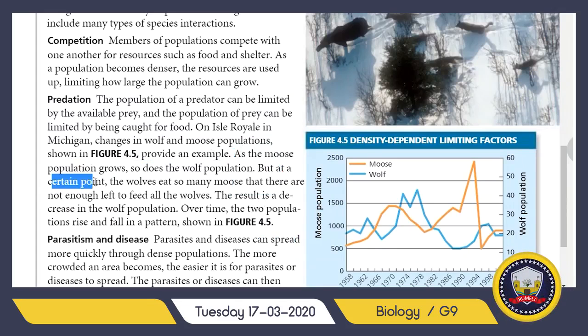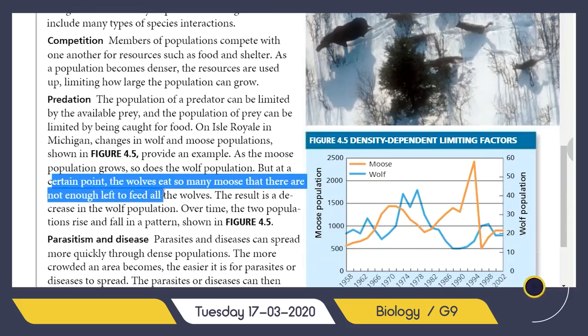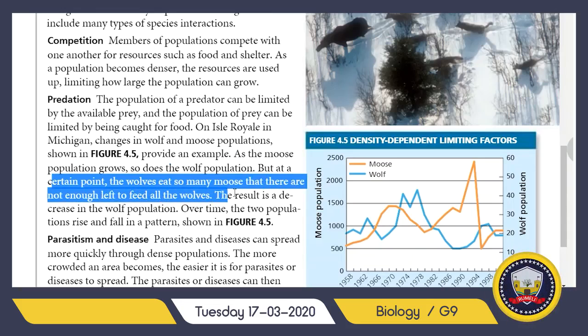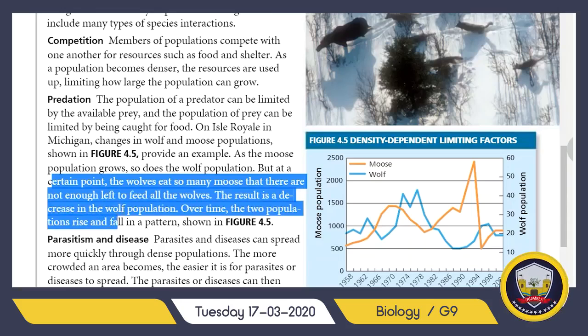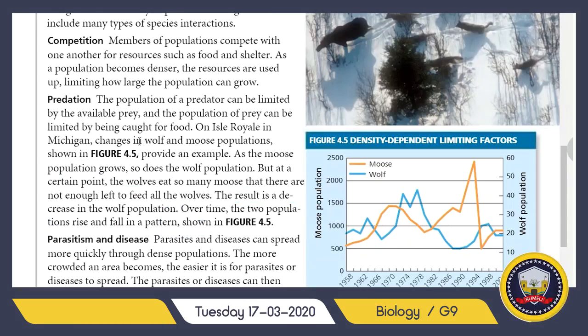But at a certain point, the wolves eat so many moose that there are not enough left to feed all the wolves. As a result of this, the wolf population will decrease. Okay? This is the book example. Let me give you another example. Foxes and rabbits.